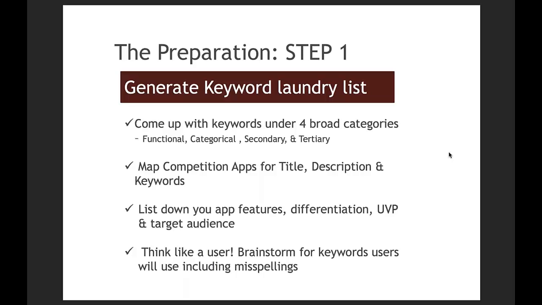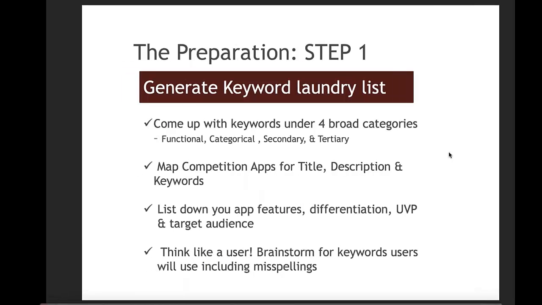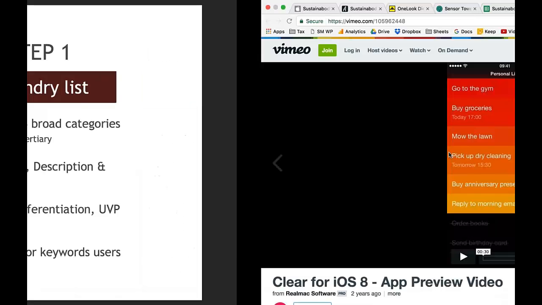I usually define my keyword thinking process by putting keywords in multiple buckets. One is a functional bucket. For the course of this presentation, let's take an example app, which will make it easier for you to understand. I'm going to take this app called Sustainability. I hope you can see my screen.